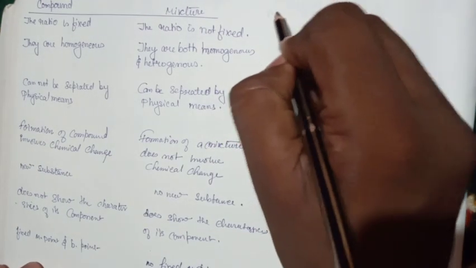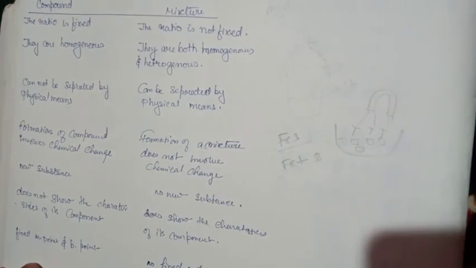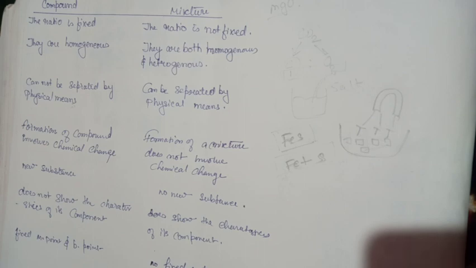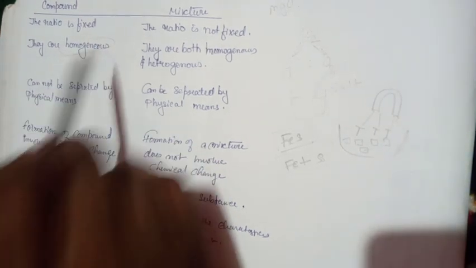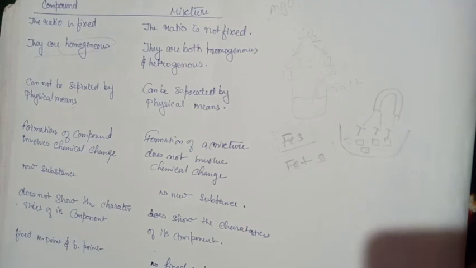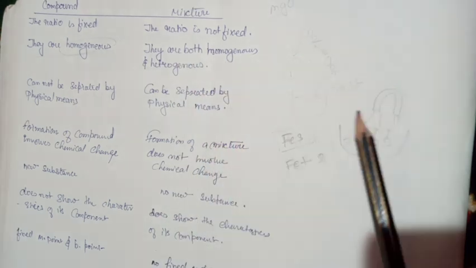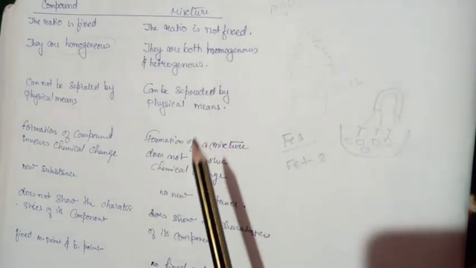Then we take another example, MgO, magnesium oxide. When we bring magnesium oxide, we cannot distinguish which is magnesium and which one is oxygen. So we cannot distinguish between them. That is why it is said that a compound is always homogeneous in nature. Then we come to mixtures. Mixtures are both homogeneous as well as heterogeneous.